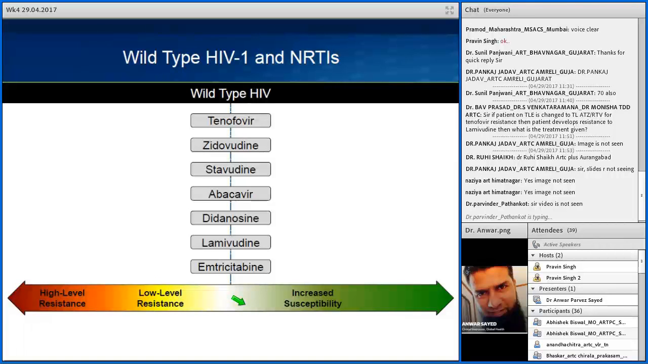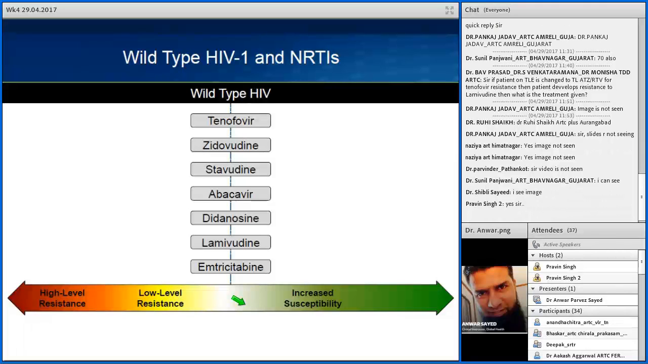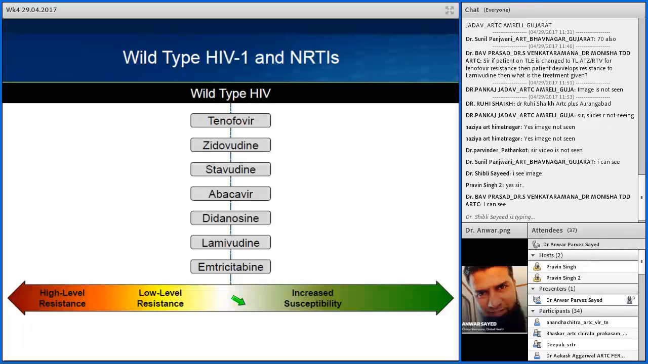The image is not seen by everyone. Can you please check, Praveen? I see. Okay, if some of you are able to see the image, then I think the problem is not from my end. Please check your connections.